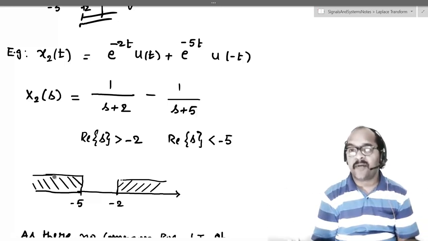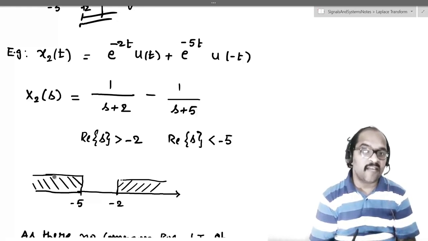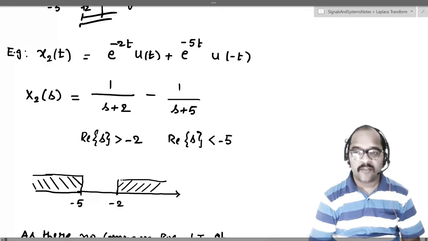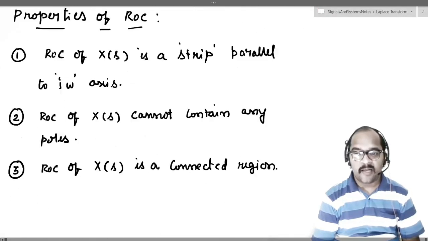No, and hence what happened? The region of convergence, there is no common area, and hence what do we say? We say that the Laplace transform of x2 of t does not exist. So in that way, ROC should always be a connected region. It should not be disconnected.